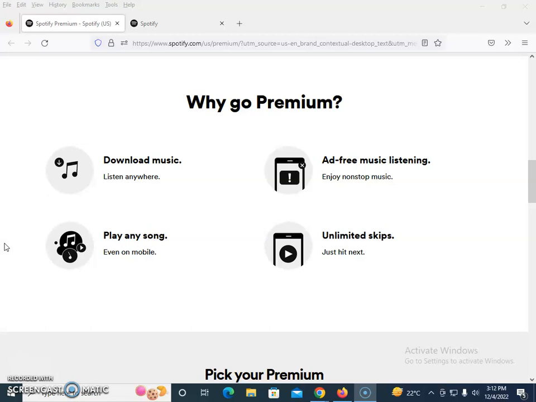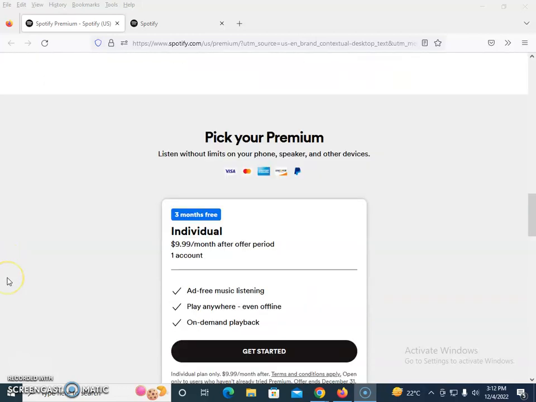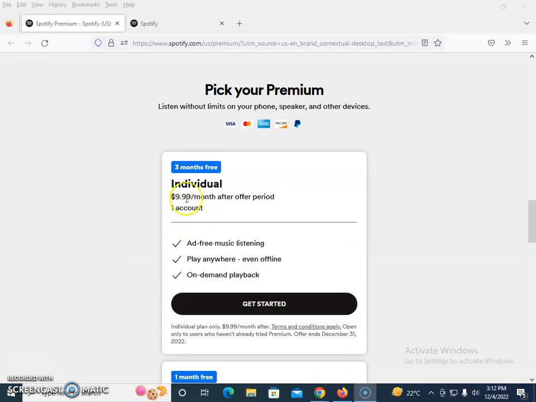Okay, Spotify, why go for premium? You can download music, listen anywhere, enjoy ad-free music listening and non-stop music, play any song even on mobile, and get unlimited skips.